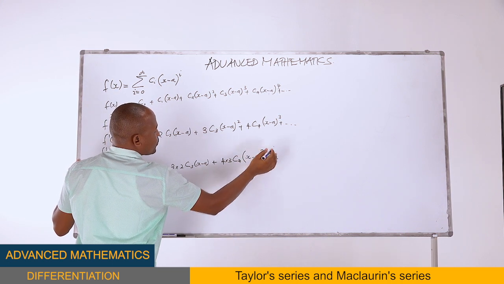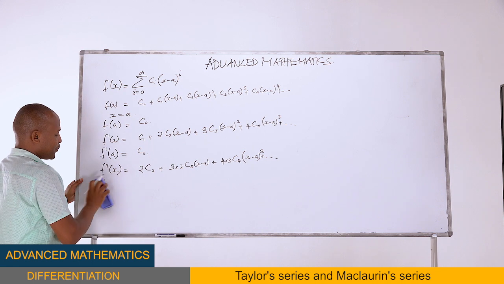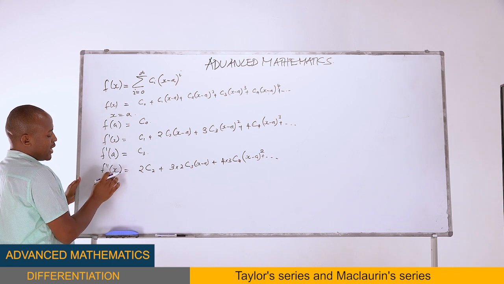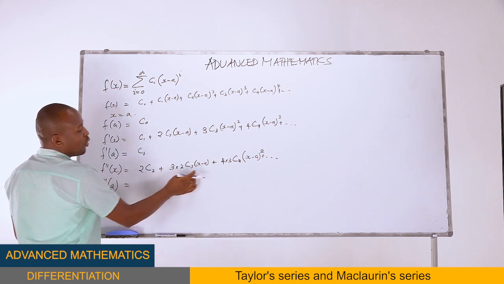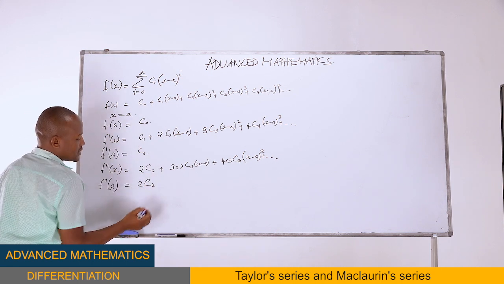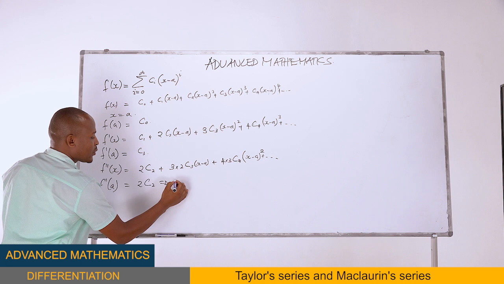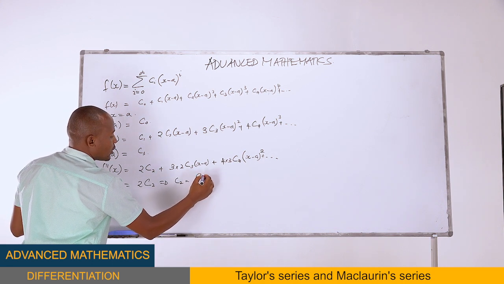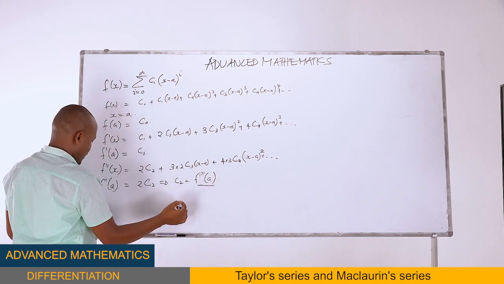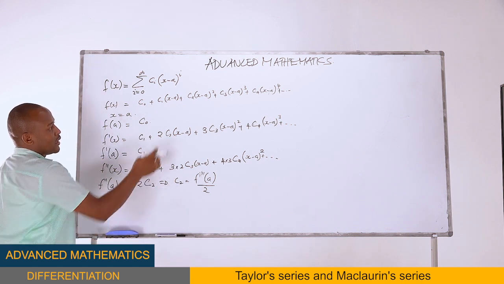Sorry, there is a 2. So what will happen if we try to find the second derivative? When we try to find this value, remember we are trying to put a in terms of x. That is to say, all of these will go and we'll be left with this one, that is 2 c2. Remember, we are trying to look for the value of c sub 2. That implies c2 equals the second derivative of that evaluated at a, over 2. Now we have obtained the value of the second constant.